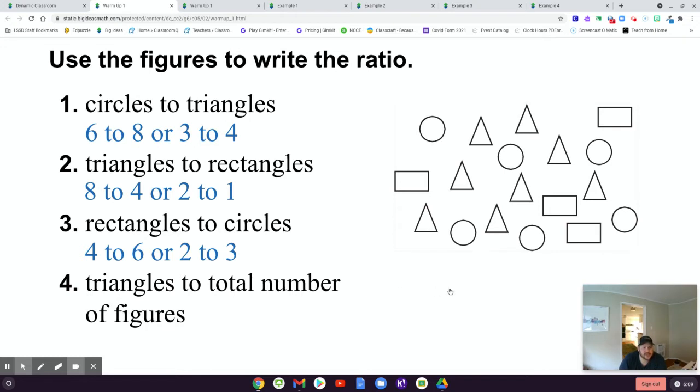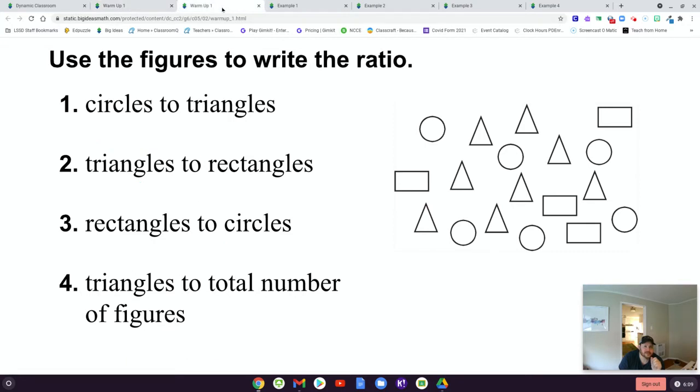And the final one, what is the ratio of triangles to the total number of figures? So there are 8 triangles, 18 total figures. That can simplify to a ratio of 4 to 9. If you have any questions on simplifying ratios, send me an email or see me during on demand or see Mr. Rude.